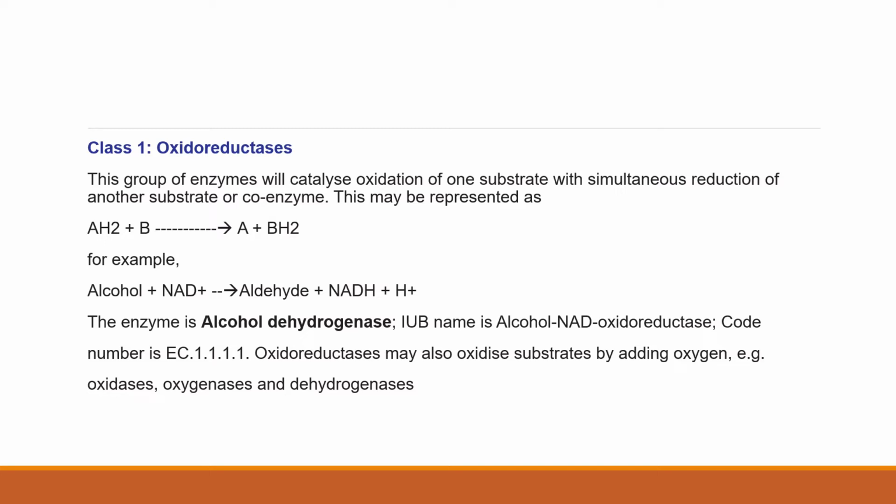Like in this case, alcohol dehydrogenase, the very first enzyme listed in the IUB, EC 1.1.1.1, oxidoreductase, alcohol dehydrogenase. Oxidoreductases may also oxidize a substrate by adding oxygen. For example, we have oxidases, oxygenases, and dehydrogenases.